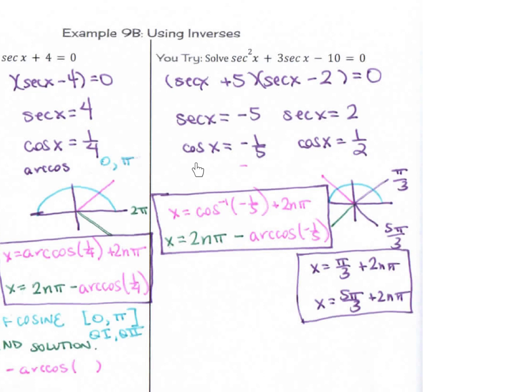Then we have to use inverse cosine for cosine of x equals negative a fifth. So x equals cosine inverse of negative a fifth plus 2n pi. So that gets us our answer in quadrant 2. Then to get the answer in quadrant 3, we take 2n pi minus our arc cosine of negative a fifth, and that is the solution for this problem.